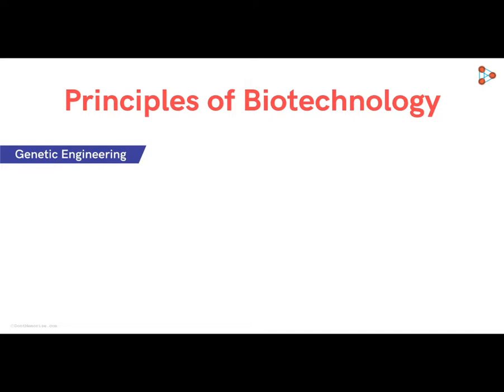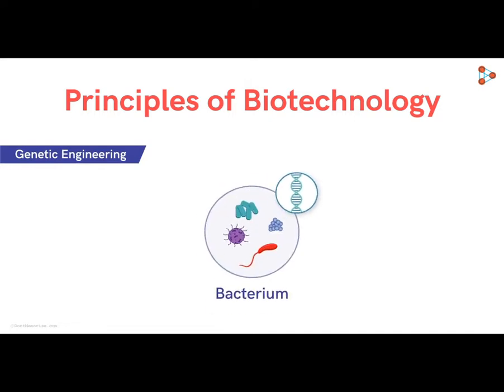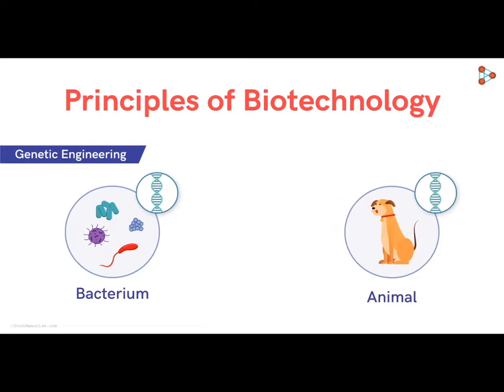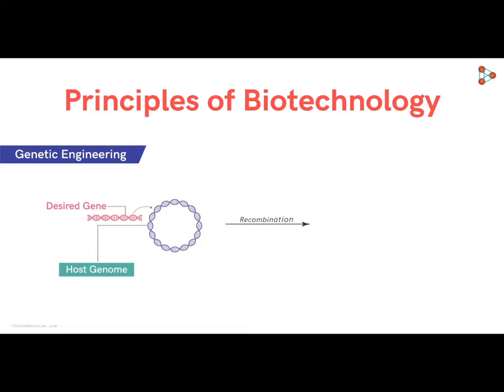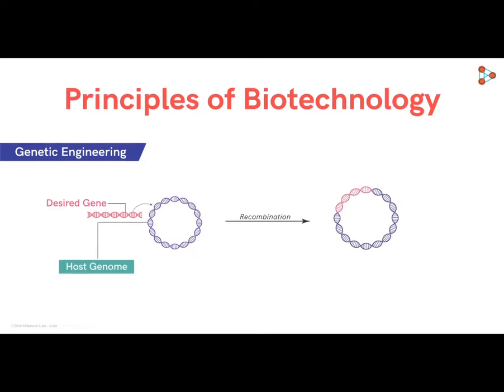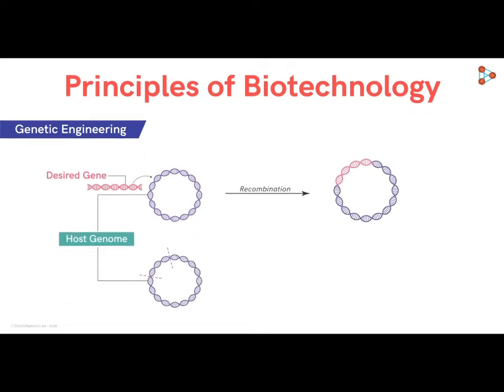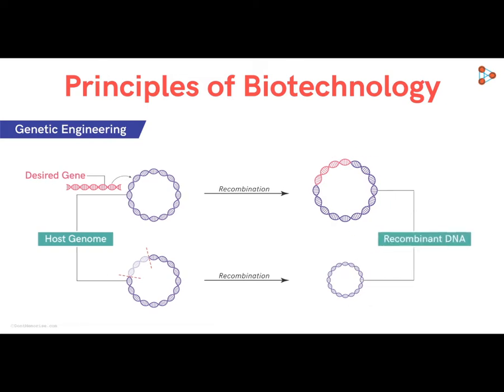Did you know that the first ever genetic modification was done in a bacterium? That's right. Later on, these modifications were applied to animal as well as plant cells. The genetic modification can be done either by adding something new to the existing genetic material, or by deleting something from the existing genetic material. The DNA obtained after modification is known as recombinant DNA.